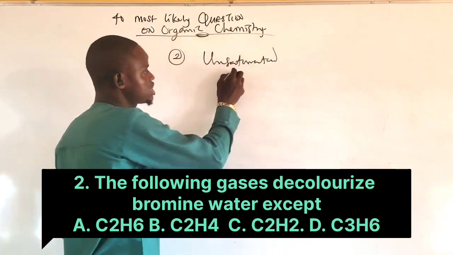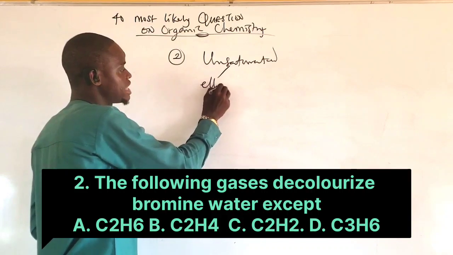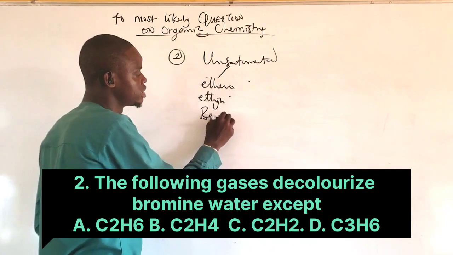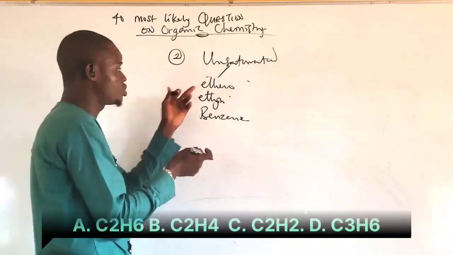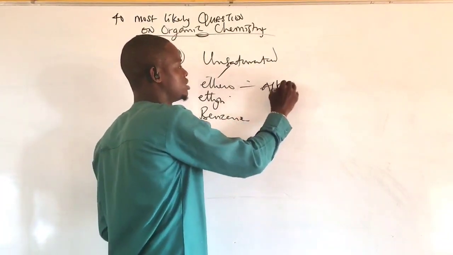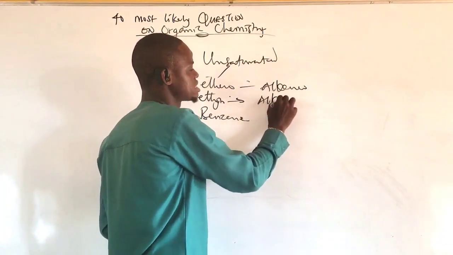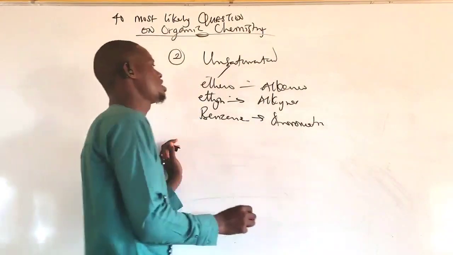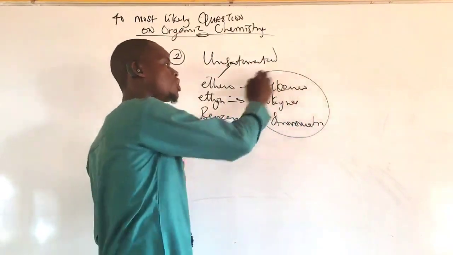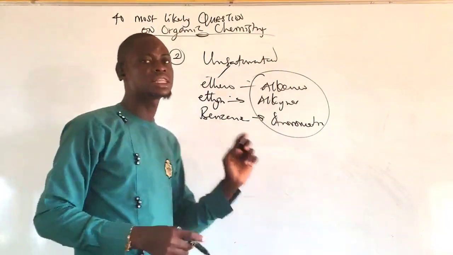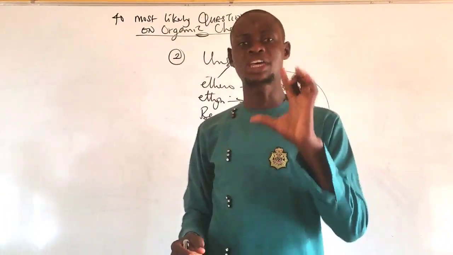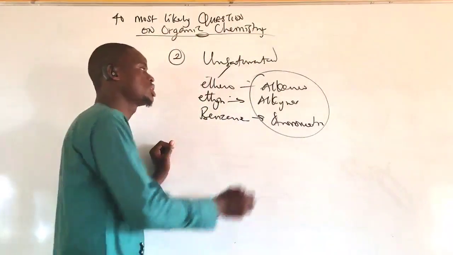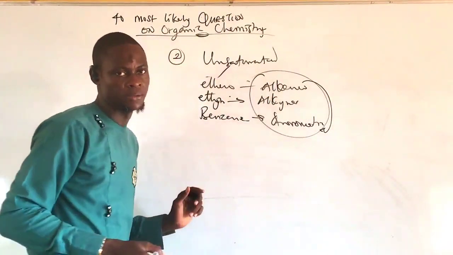Now, this unsaturated hydrocarbon can either be ethene, or ethyne, and it can be benzene. Are you getting what I'm saying now? I'm talking not only about ethene, but alkenes in general: alkenes, alkynes, and then aromatic hydrocarbons. Majorly, these 3 organic compounds can easily be distinguished from alkanes using bromine water. So the 3 of them are going to decolorize bromine water.